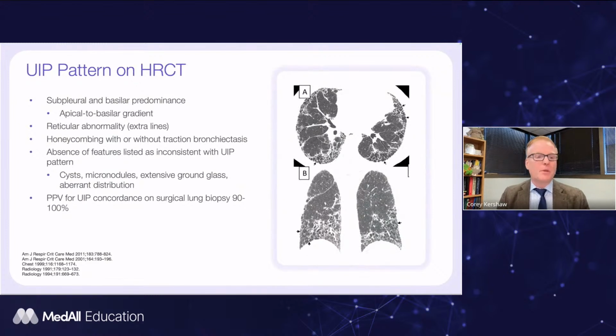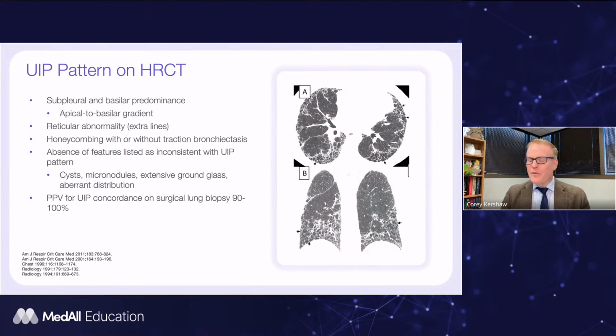So this is an example of a UIP pattern on HRCT. The typical pattern of UIP is one that is subpleural and basilar predominant in its disease, or an apical to basilar gradient. So that's definitely something we want to look for. Is the disease worse at the bottom of the lungs than at the top? We should have a reticular abnormality. This just means extra lines or scar. That's really the fundamental type of scar, the extra lines, the reticulations in a subpleural distribution. The small arrows you see on your screen are pointing at those subpleural reticulations.